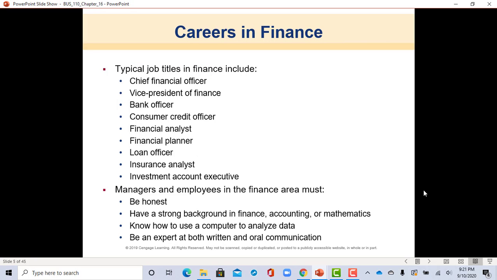Careers in finance. Financial sector careers are increasing dramatically. These jobs can include the following: Chief Financial Officer, Vice President of Finance, Bank Officer, Consumer Credit Officer, Financial Analyst, Financial Planner, Loan Officer, Insurance Analyst, Investment Account Executive. But managers and employees in the finance area must be honest, have a strong background in finance, know how to use a computer to analyze data, and be an expert at both written and oral communication.